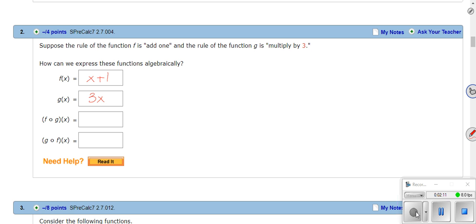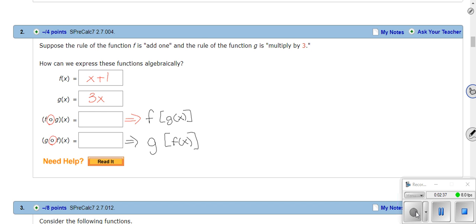And then composition of functions. I wanted to go over that as well. If you remember, f of g, this right here is composition of functions. So this is the same thing as saying f of g of x. Okay? This is the same thing as saying g of f of x.